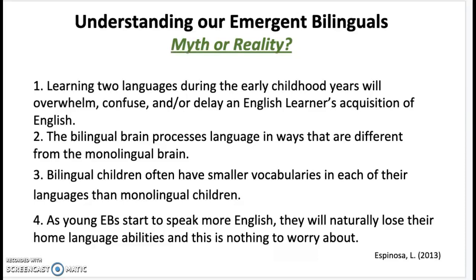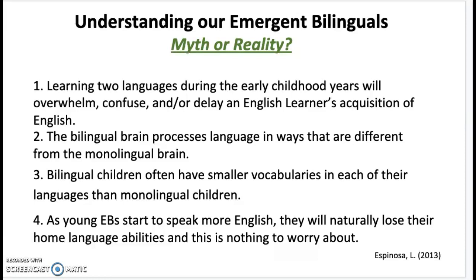Okay, so I'm going to read one of the statements and you're going to show if it is a myth, if that is false, or if this is a reality, this is true about our emergent bilinguals. So the first statement: learning 2 languages during the early childhood years will overwhelm, confuse, and or delay an English learner's acquisition of English. So think about that.